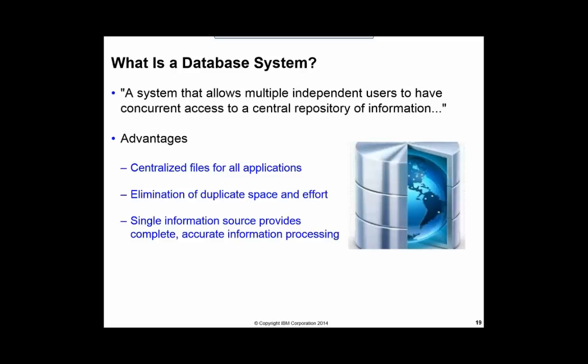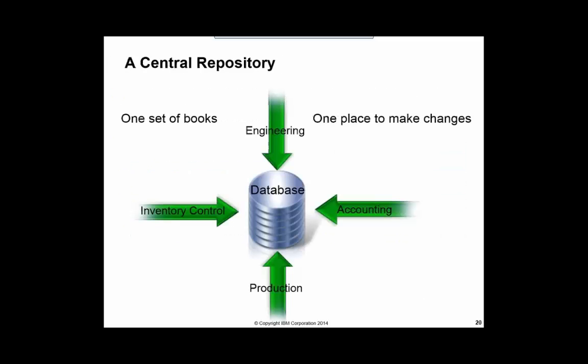So the advantages of a database system is you've got centralized files for all applications, or centralized information for all applications. You eliminate duplicate space and duplicate data, and you have a single information source that provides complete, accurate information for processing. Now here's a pictorial example, if you will. I've got a database which has got data, and the engineering application and the inventory application and the accounting application. They can all access the data at the same time.